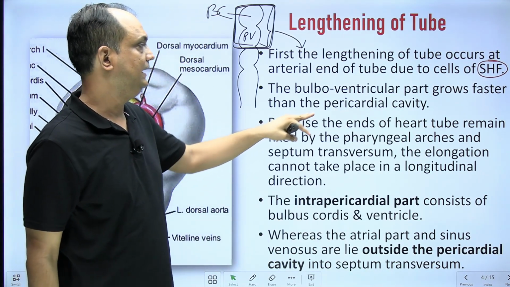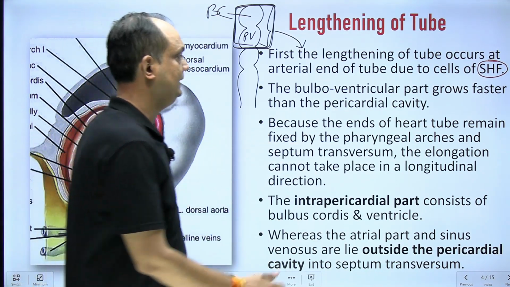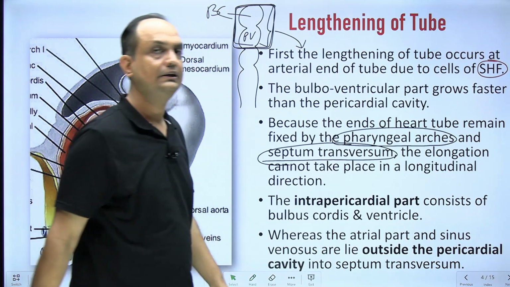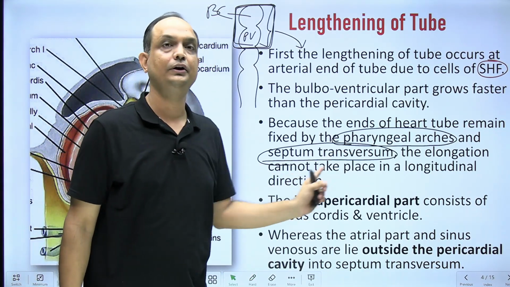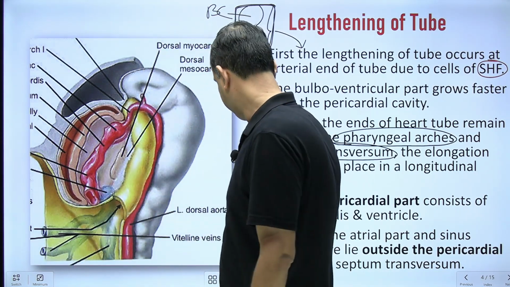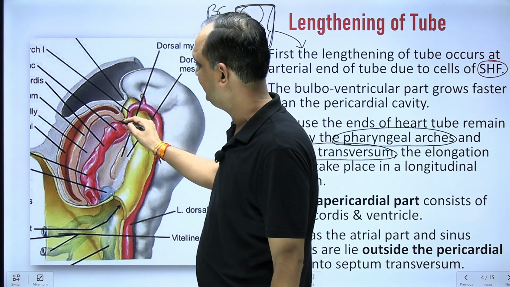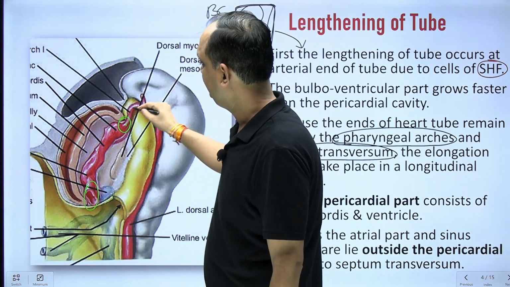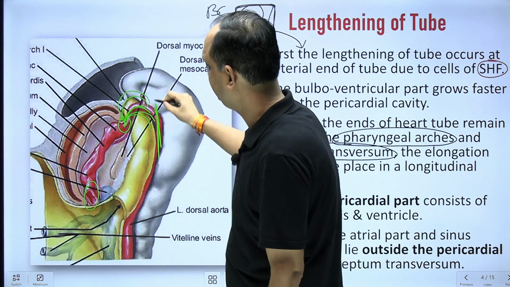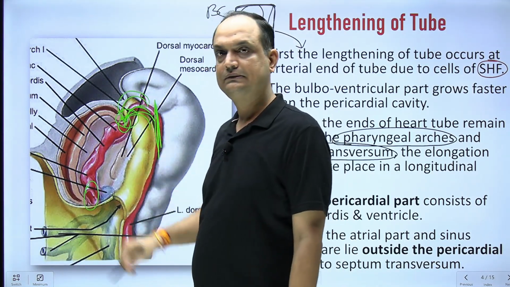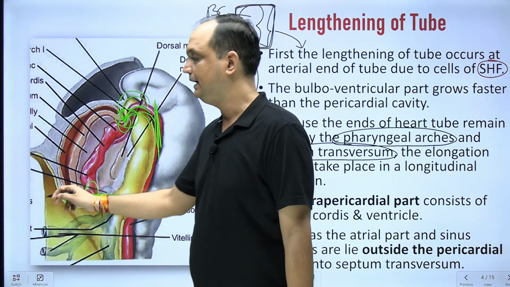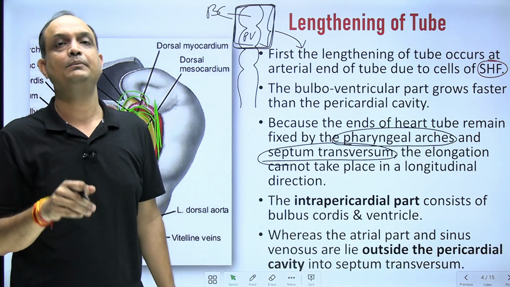Now what will happen? Because the ends of the heart tube remain fixed by the pharyngeal arches at their arterial end and the septum transversum at their venous end, the elongation cannot take place in the longitudinal direction. Now what is the meaning? When you see this tube, it has this upper end and this lower end. At the upper end, we know that there are multiple aortic arch arteries or pharyngeal arch arteries which connect it with the dorsal aorta. So this end becomes fixed. In the lower part, you will have the formation of the septum transversum, so the lower part is invaded into the mesenchyme of the septum transversum.